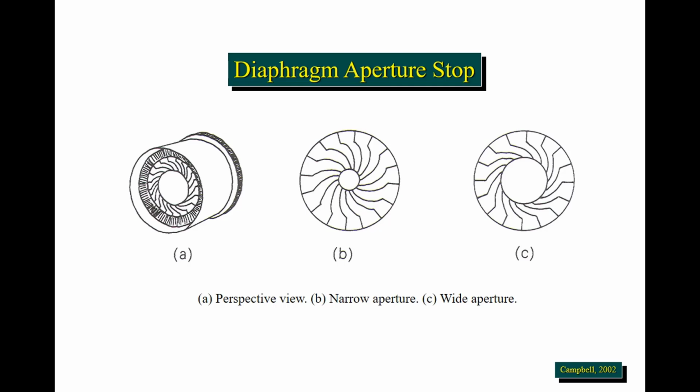And this slide just shows various diaphragm aperture stops. On the left-hand side, we see a perspective view. The middle figure is a narrow aperture, and on the right-hand side is a figure of a wide aperture. So the wider aperture, of course, is going to let in more light. It's going to allow more photons to pass through into our camera system, ultimately impinging on the film plane. And a narrow aperture thereby is going to let fewer photons or less light pass through.